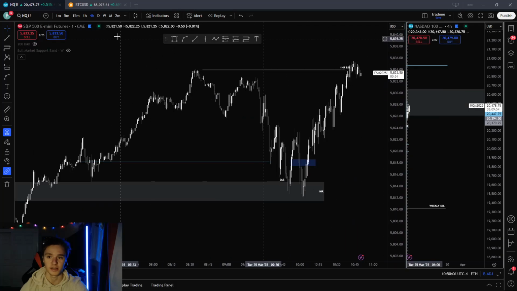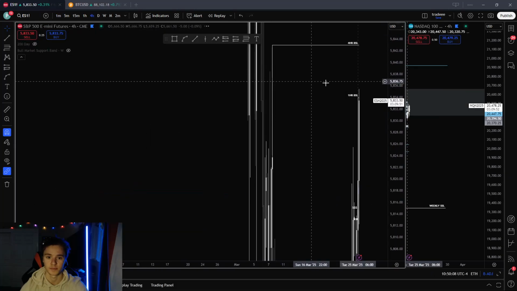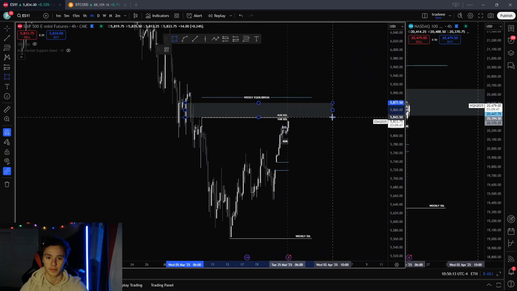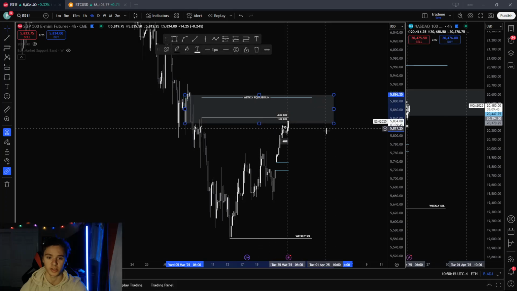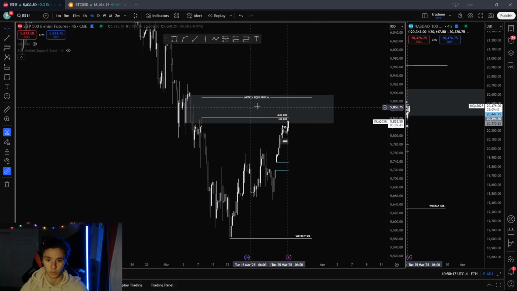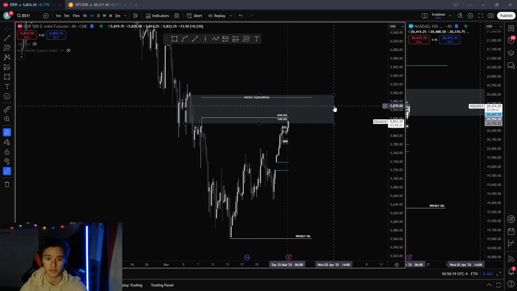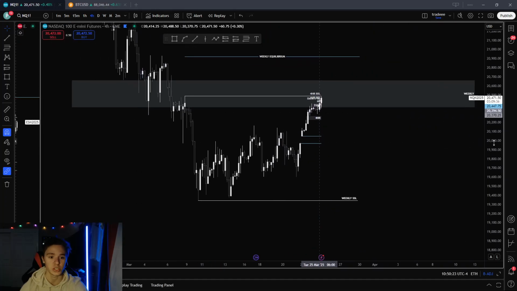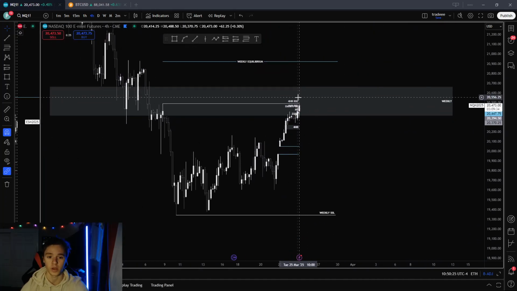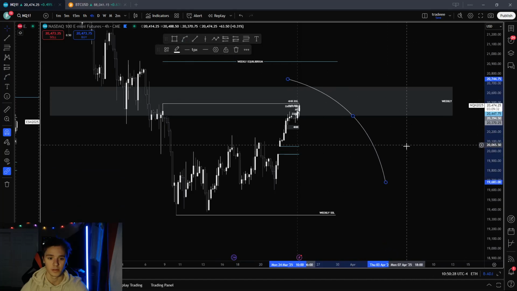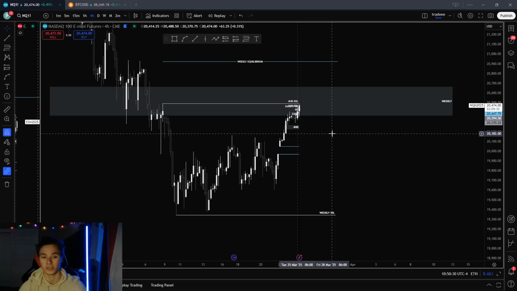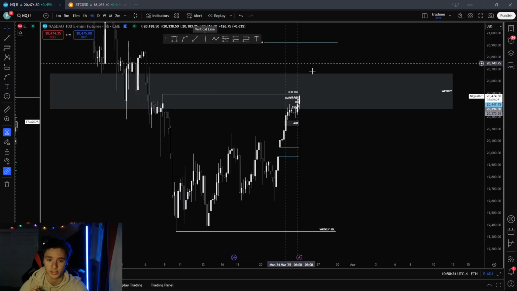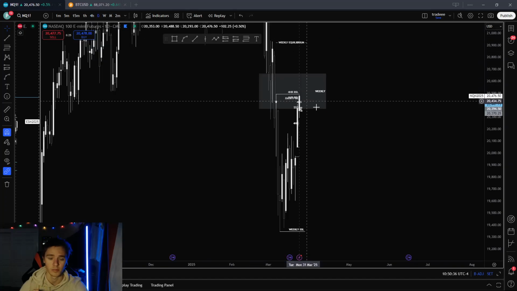In addition to that, if we go to ES, I deleted the weekly fair value gap on ES just to make my charts cleaner, but weekly equilibrium lies within the top of this weekly fair value gap on ES as well. So there's still reasons to potentially head a little bit higher before getting confirmation of heading lower.